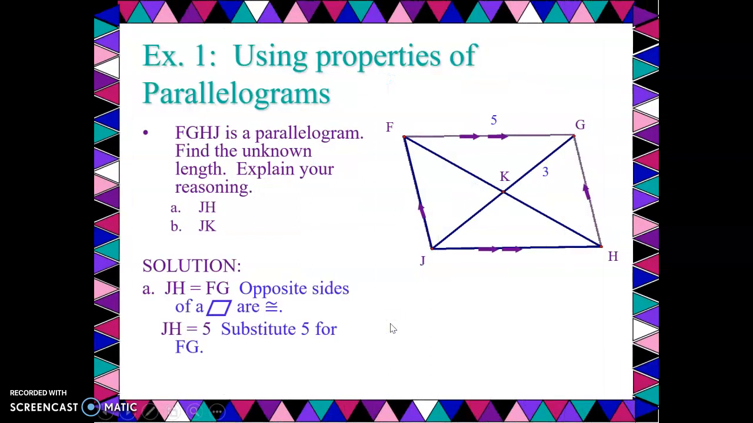And here are your answers. In the diagram, notice that FG is an opposite side to JH. And what do we know? We know opposite sides of a parallelogram are congruent, so that makes it 5. So that makes FG 5, so therefore JH is 5.